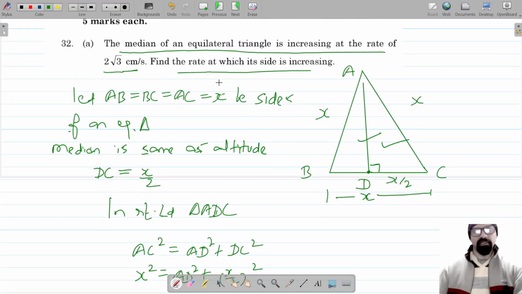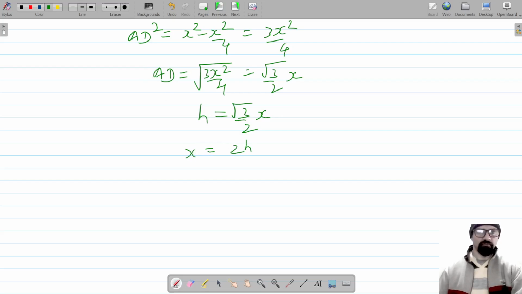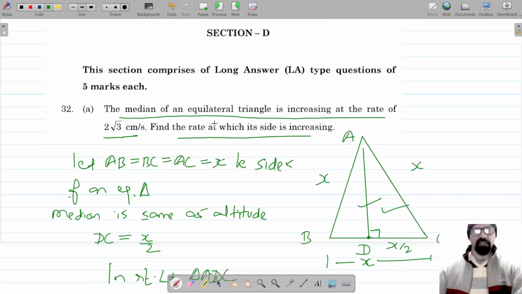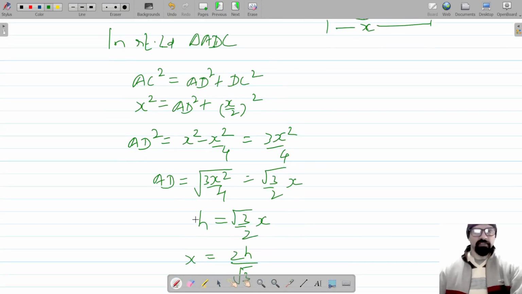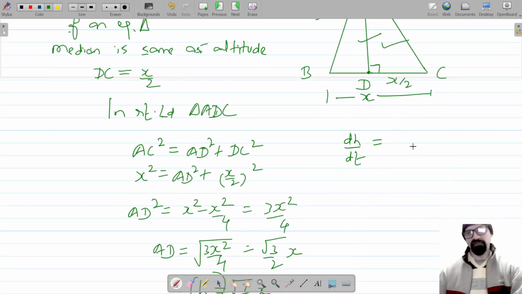Now we have to find the rate at which its side is increasing. The median, which is also the height. So height is equal to root 3 by 2 x. This is also the height. So x is equal to 2h by root 3. Now it's given that the median is increasing. Median that means height is increasing. This dh by dt is increasing at the rate of 2 root 3 centimeter per second.